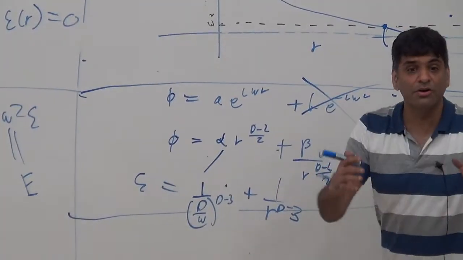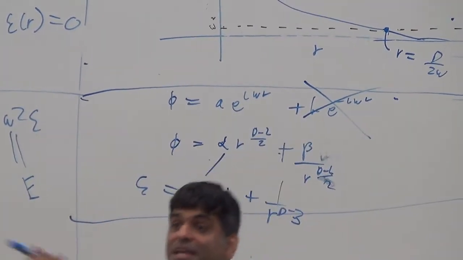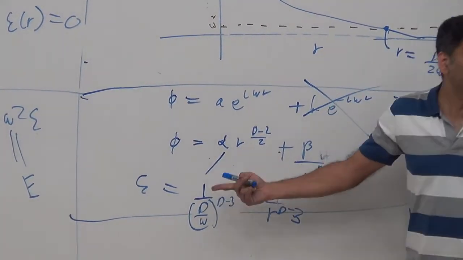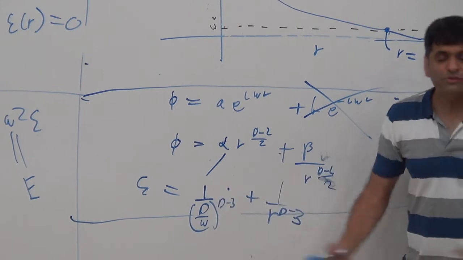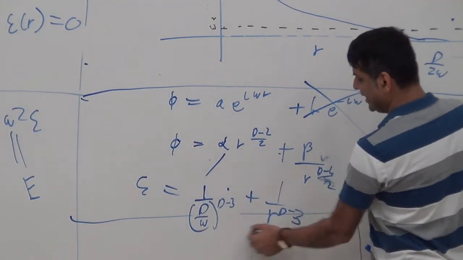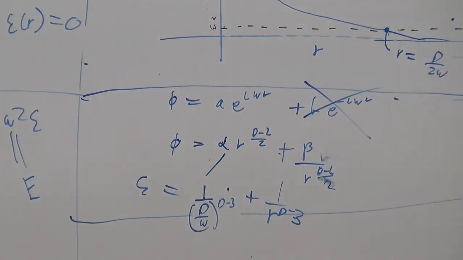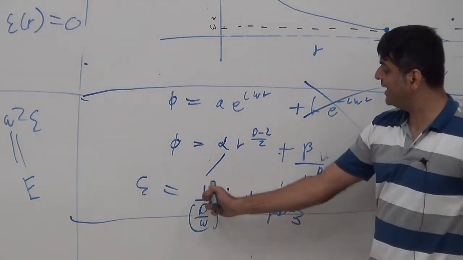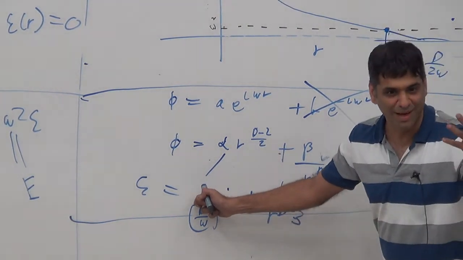Suppose I was matching now not to the retarded solution but the advanced solution. This number will change, but the order of magnitude will not. So for all reasonable range functions, this will be 1 over d to the power d plus 1 over r to the power d minus 3. And now you see that the different range functions differ only in this number and distances of order 1.